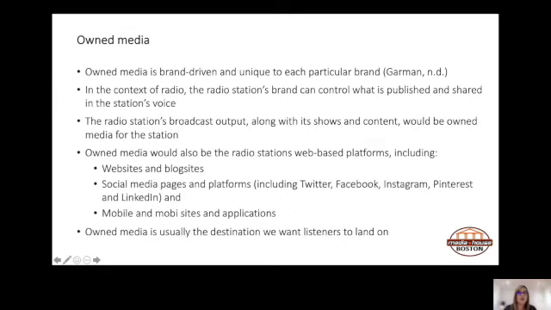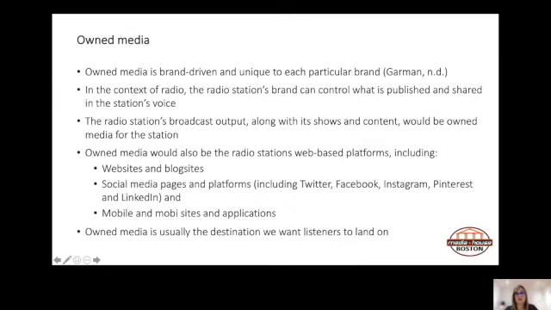Okay, so owned media is usually the destination we want the listeners to land on. All of these platforms are populated with content that the radio station's digital content team has access to and is responsible for using in a way that promotes and enhances the station's image, okay, and supports the advancement of the station's business objectives.